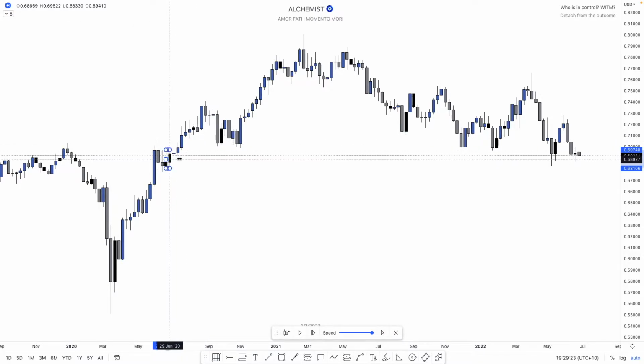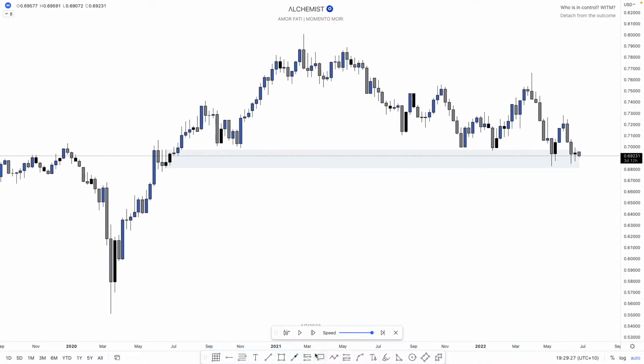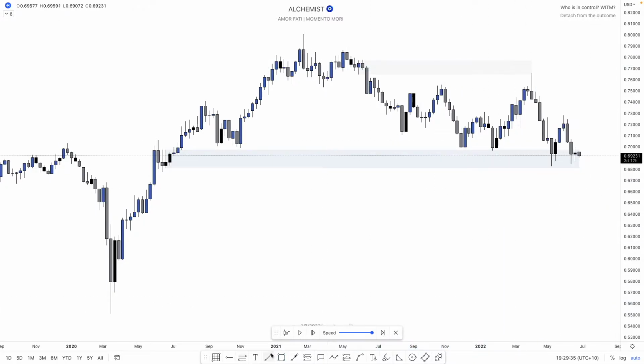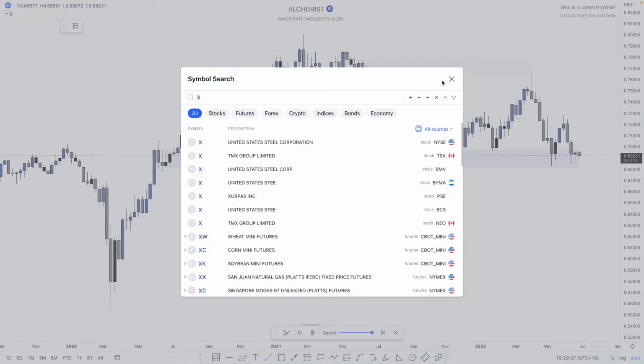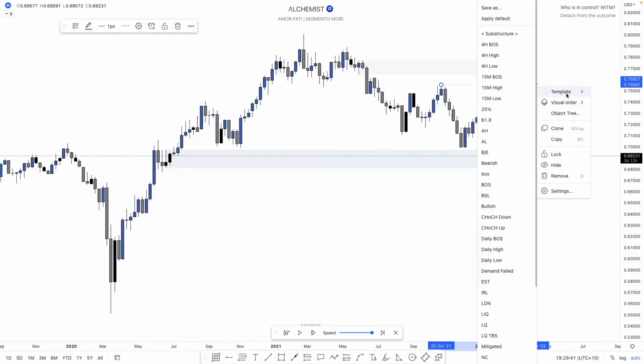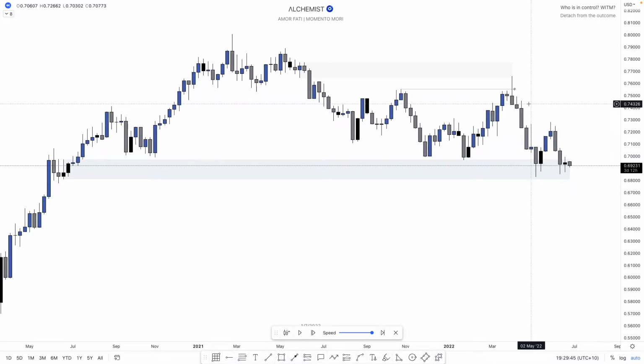So let's just mark up our demand and supply levels. We should be pretty aware of where they are now. We've looked at this chart quite a few times. So this here is our demand. This here was the supply that we had tapped into. And then we had this sweep of liquidity above. Perfect. All right, so that's all we need to do on the weekly.